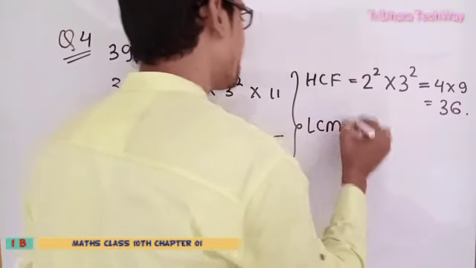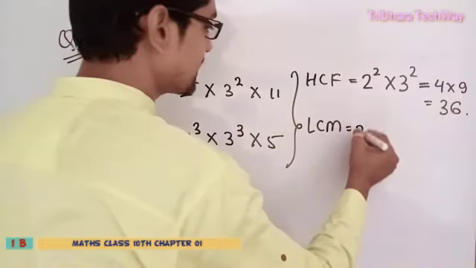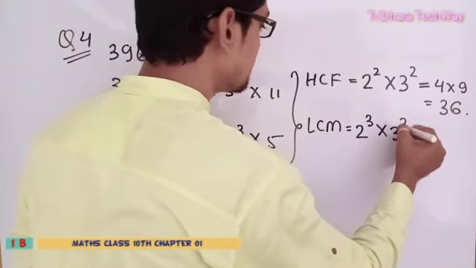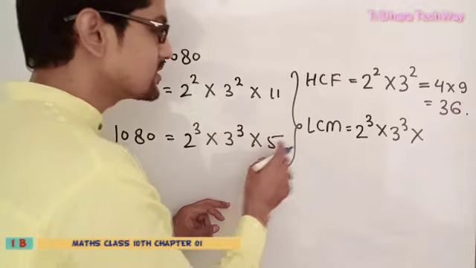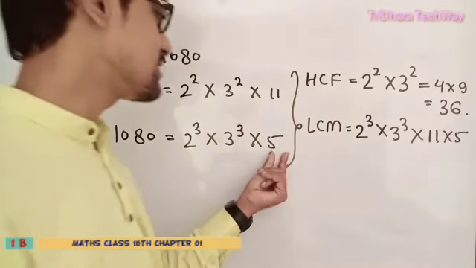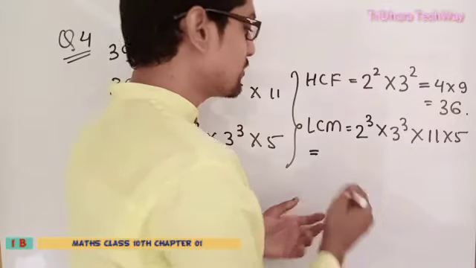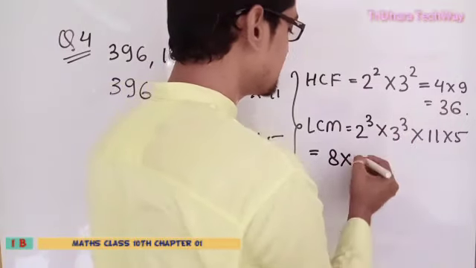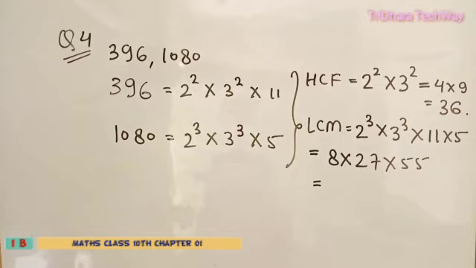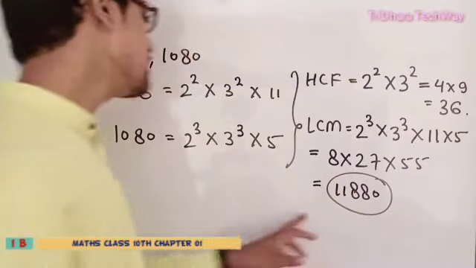Now come to LCM. In the case of LCM, go for the highest power value. 2 to the power 2, 2 to the power 3, so you write 2 to the power 3. 3 to the power 2, 3 to the power 3, you write 3 to the power 3. And all the other numbers should be multiplied alone, 11 and 5. Here is no 11, and here is no 5. You have to multiply them in the case of LCM. 2 cubed is 8, 3 cubed is 27, and 11 times 5 is 55. After multiplying all these numbers, you will get 11880. This is the LCM of these two numbers.